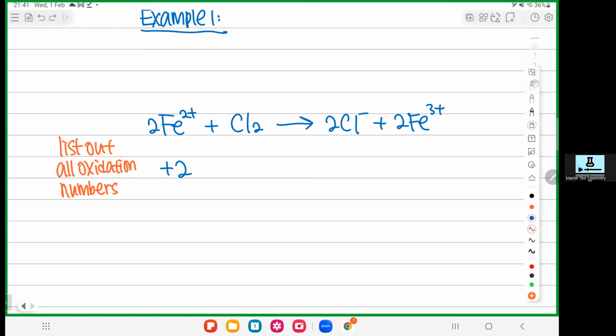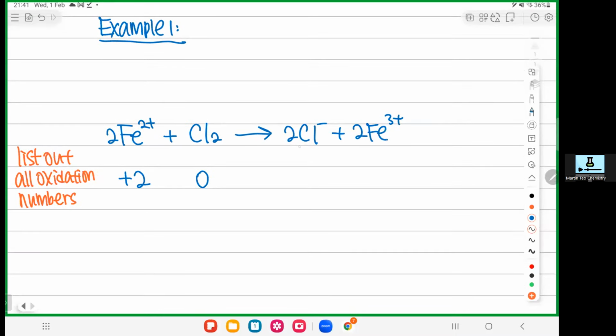Okay, very good. 0, because this chlorine is one species element. So it's an element. Element is 0. Rule number 1. Very good. What is the oxidation number for chloride here? Fantastic, -1. Remember, when you have a charge, you are an ion. When you are an ion, I will copy back your charge, -1.